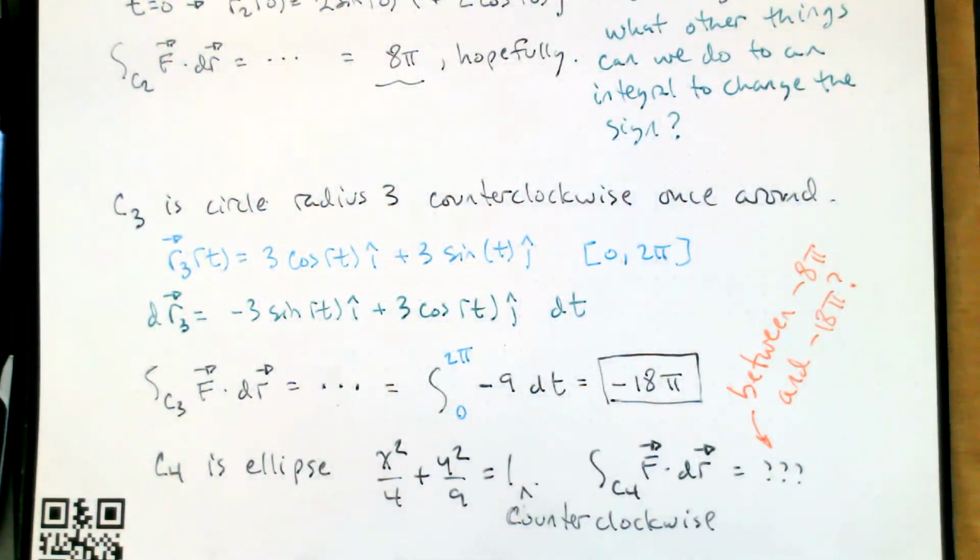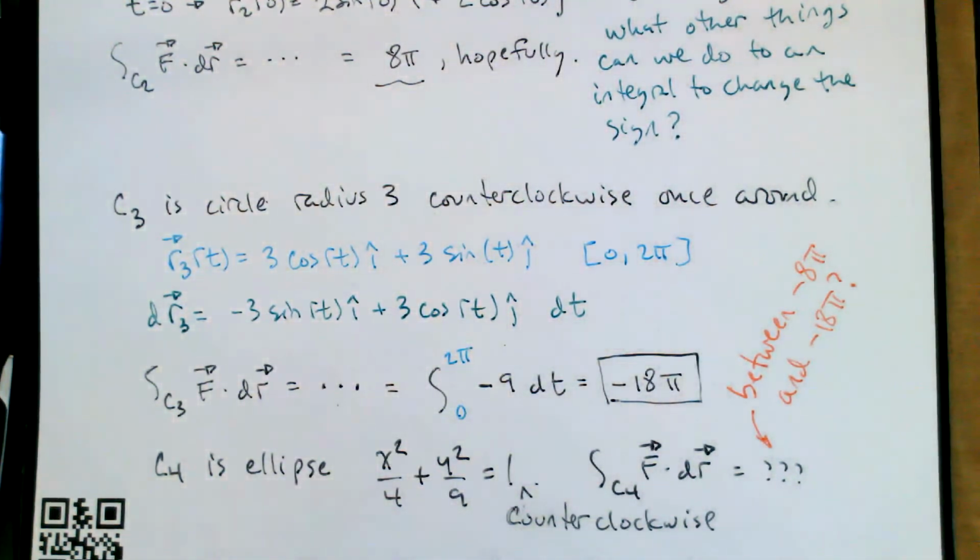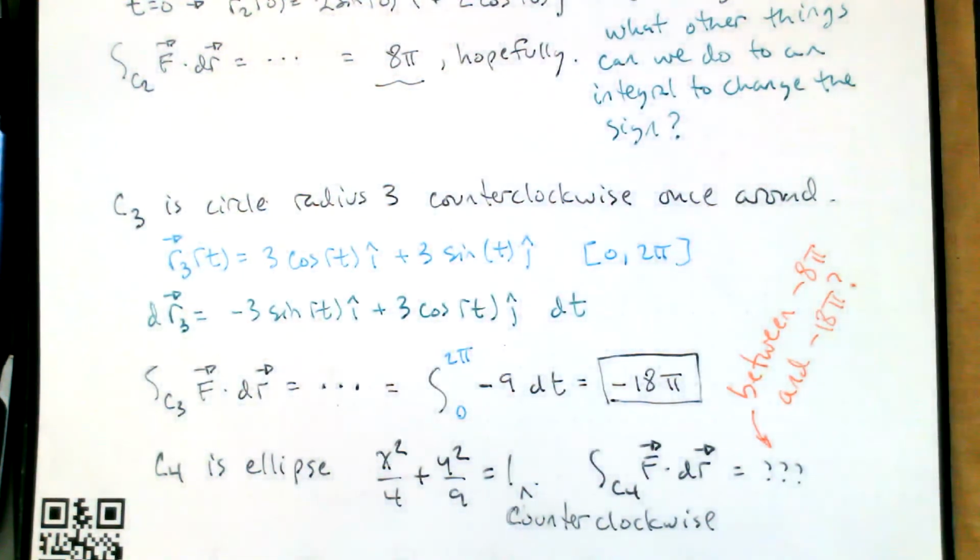If we think in terms of the fundamental theorem, instead of doing F at Q minus F at P, changing the direction is just going to switch to F at P minus F at Q. That's just going to change the sign. A minus B is the opposite of B minus A. So now we've got this ellipse. It's somewhere in between the two circles, kind of a combination of those. So we should expect something between -8 pi and -18 pi.